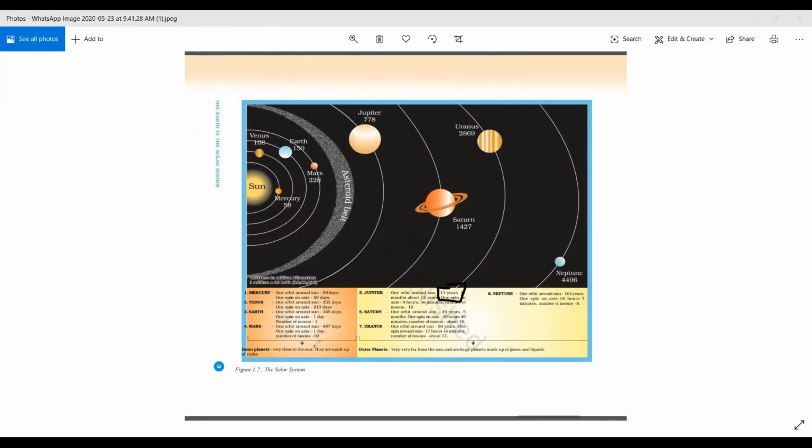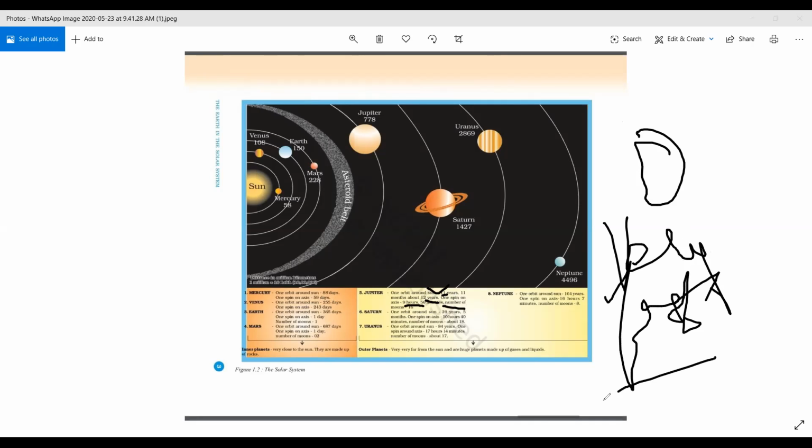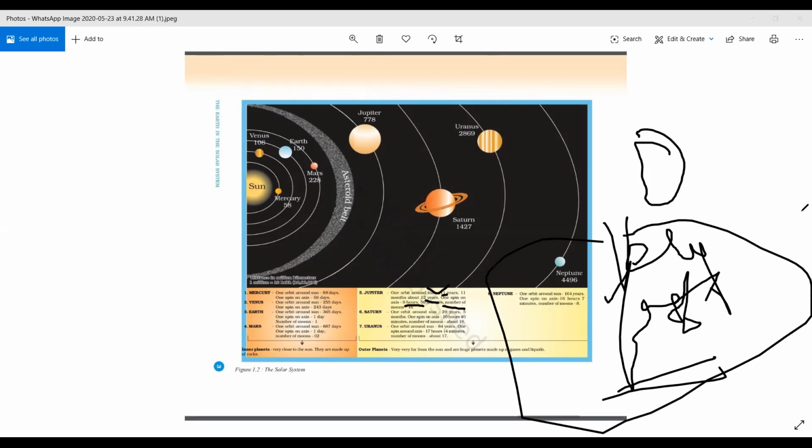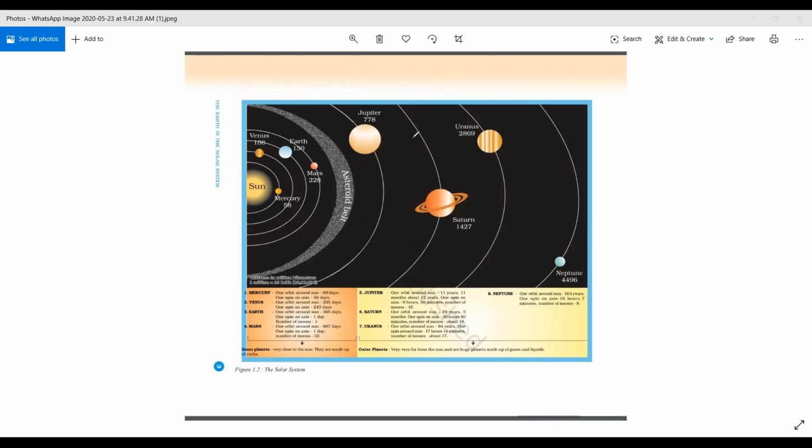One orbit around the sun takes 11 years and 11 months, about 12 years. So how much time? 12 years. And to spin on its axis, it takes just 9 hours. What can we say about this? That it is big, and it spins very fast. It's giant, the biggest, because it takes such a long time.